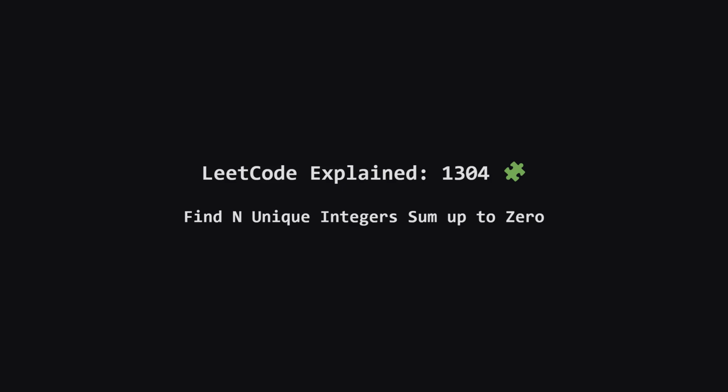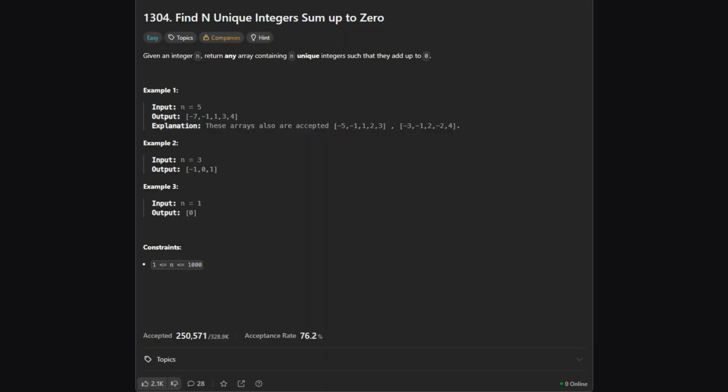It sounds a little mathy, but don't worry, the solution is actually quite intuitive. Let's break it down together. So here's the official problem statement. The main goal is pretty straightforward. We're given a single number, let's call it N. We need to create and return a list that meets three specific conditions.